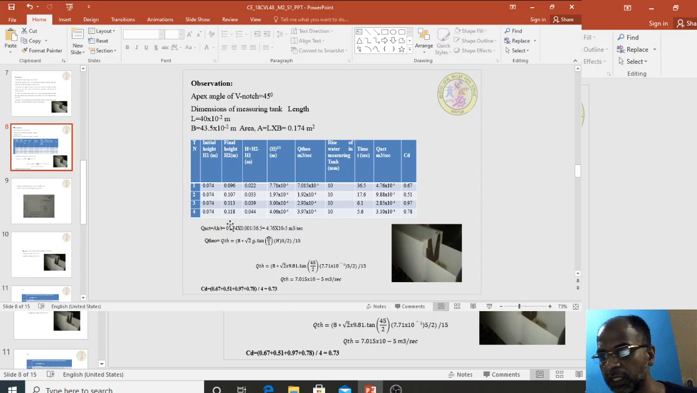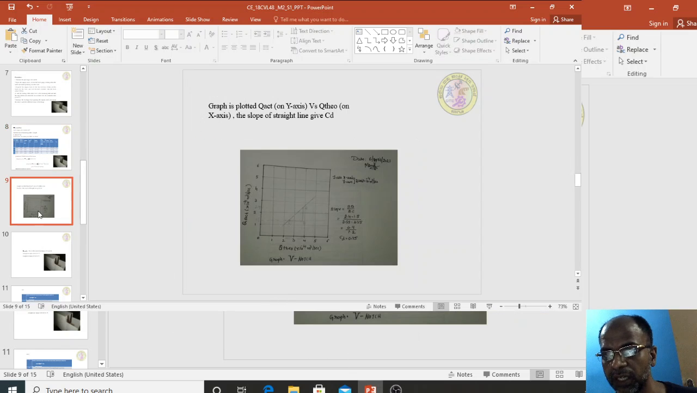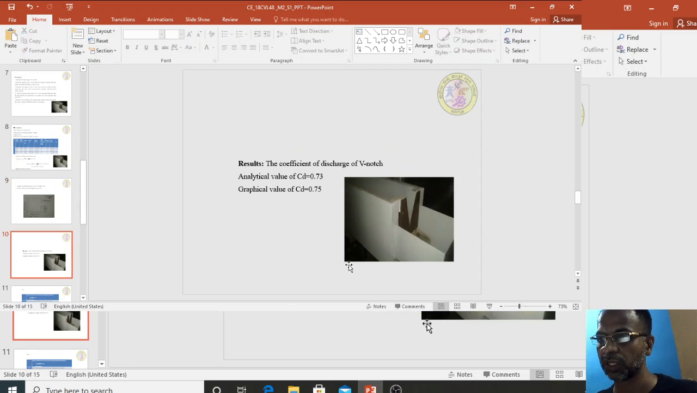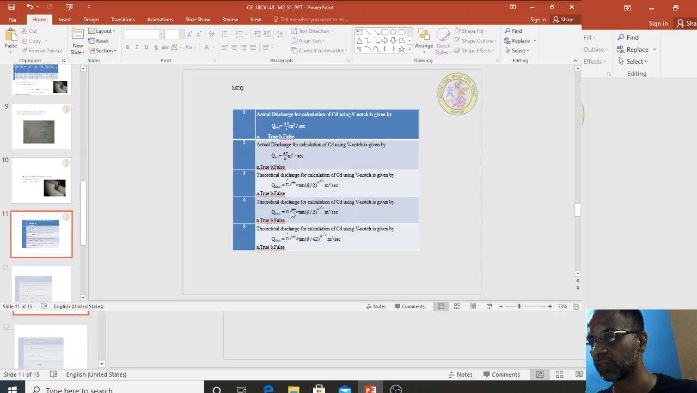If you see here, analytically it is 0.73, graphically it is 0.75. I plotted this to actual scale, but not on a graph sheet; I plotted it on an ordinary sheet. So for better understanding, I have shown you this instrument. The theoretical and graphical procedures are giving almost the same results, and you have to record in the results column the coefficient of discharge of the V notch: analytical value 0.73, graphical value 0.75.